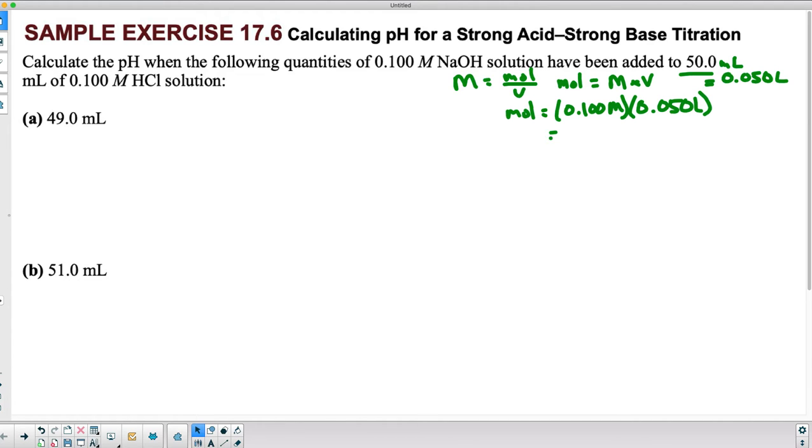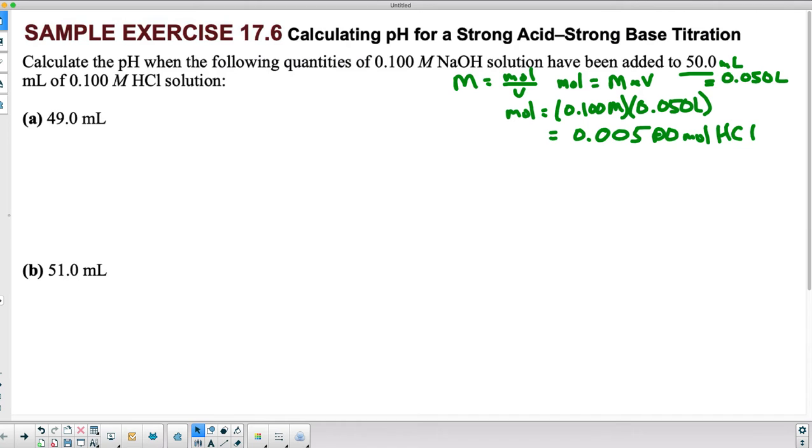And then what I get for the number of moles is 5.0 times 10 to the negative third, which means 0.00500 moles of HCl. That's our starting moles of HCl for our reaction. So it's important that we know what that is.